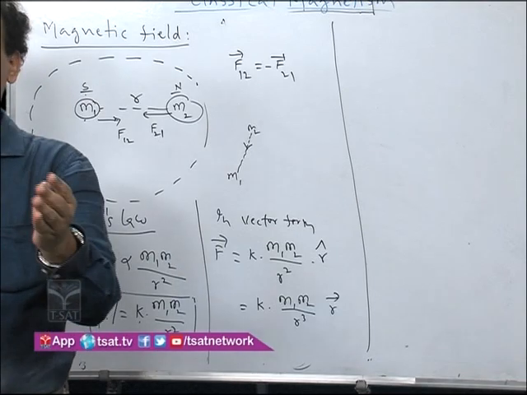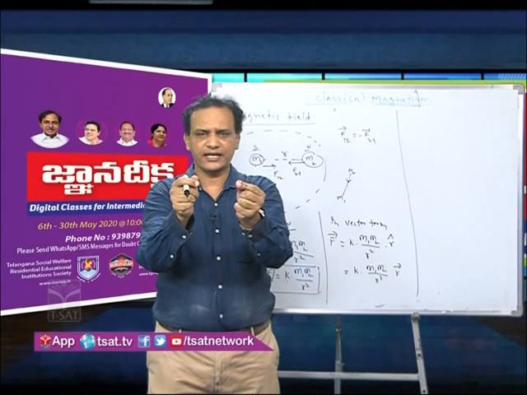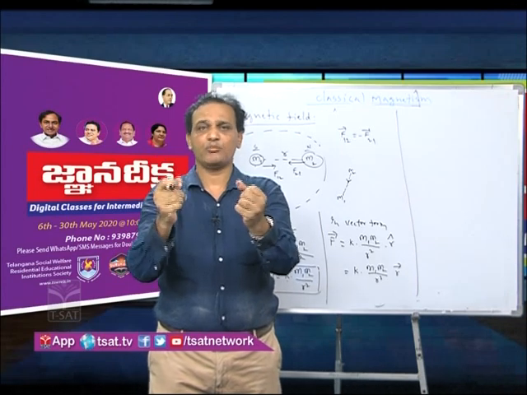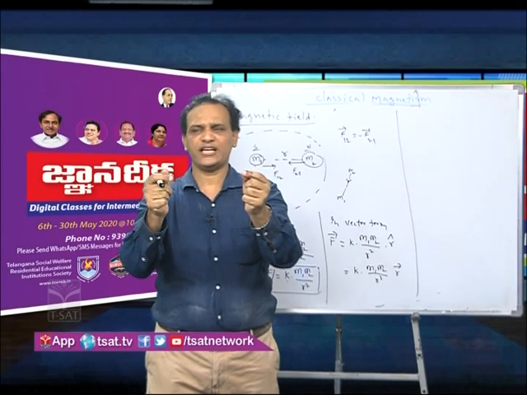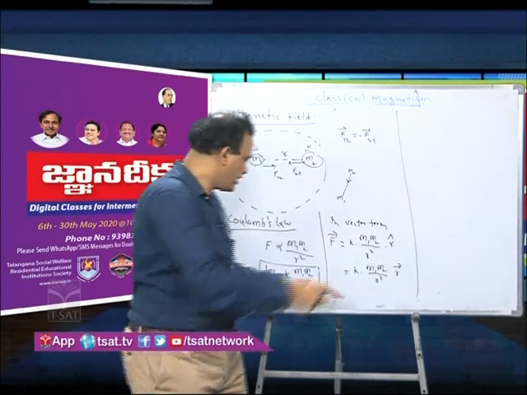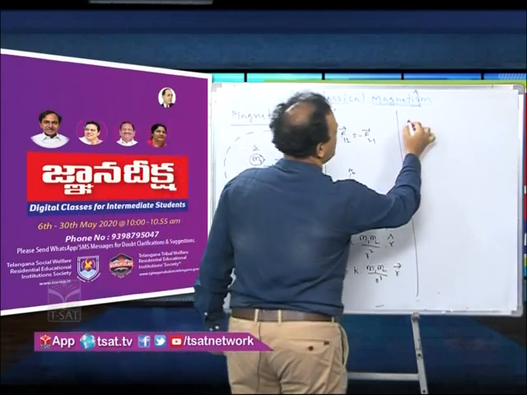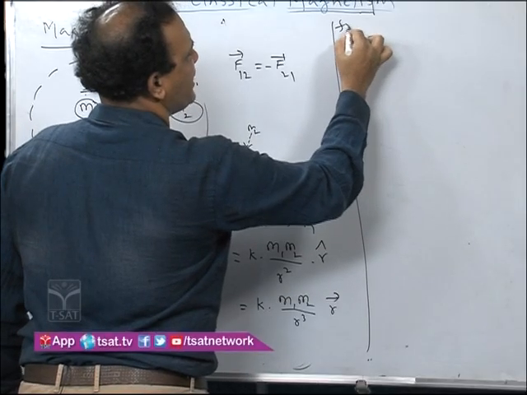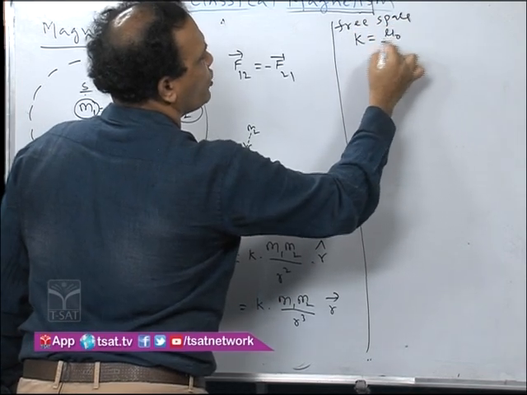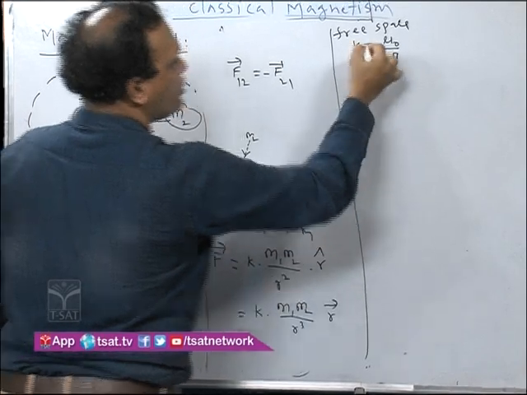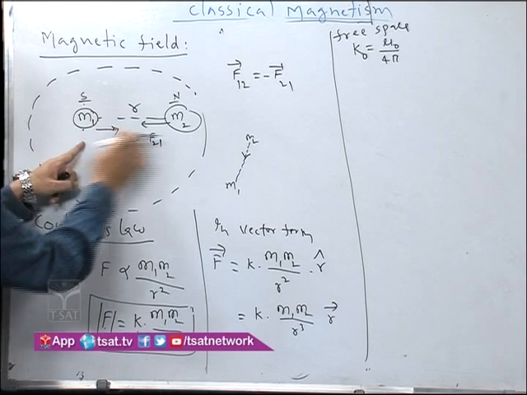In one particular medium, as distance increases, force decreases. As distance decreases, force increases. If the magnitude of the poles increases, force increases. But for the same poles and same distance in another medium, this constant is not a constant. So this constant in free space or air is equal to mu naught by 4 pi. This is a constant which influences the existing force between the two poles.